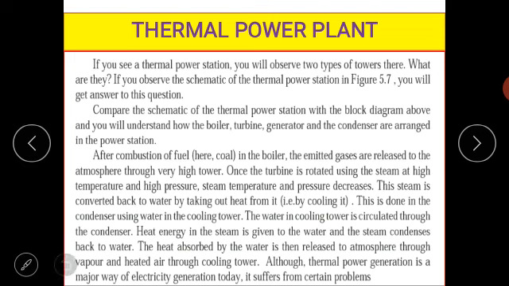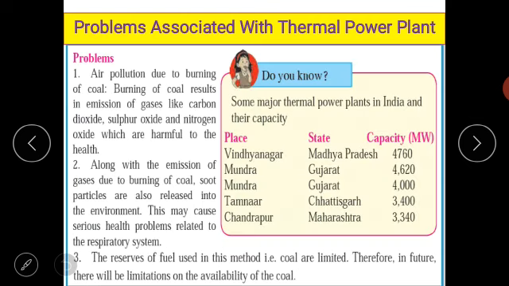This steam is converted back to water by taking out heat from it by cooling it. This is done in the condenser using water in a cooling tower. Okay, so all the things we have already explained. You can just read the text and again you can understand. If you have any problem, you can keep asking your doubts.